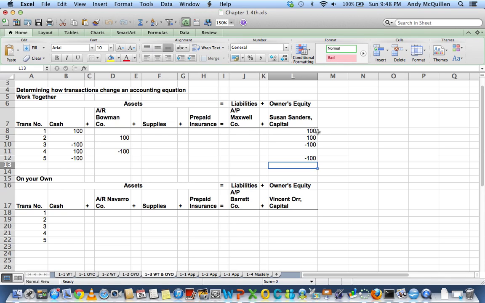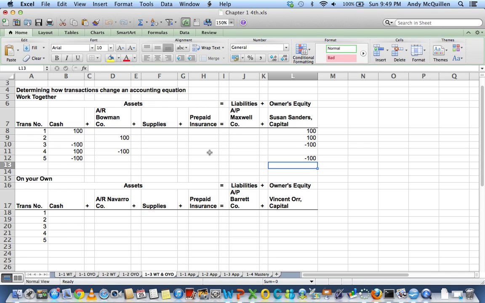Number 2, sold services on account to Bowman Company. Bowman Company, which is an asset, went up, and so did our owner's equity, which is the sales account. Number 3, paid cash for telephone bill, minus cash and minus owner's equity. That's an expense.